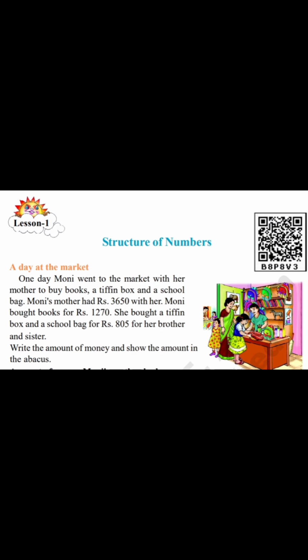One day Moni went to the market with her mother to buy books, a tiffin box and a school bag. Moni's mother had rupees 3,650 with her. Moni bought books for rupees 1,270. She bought a tiffin box and a school bag for rupees 805 for her brother and sister. Question given is, write the amount of money and show the amount in the abacus.